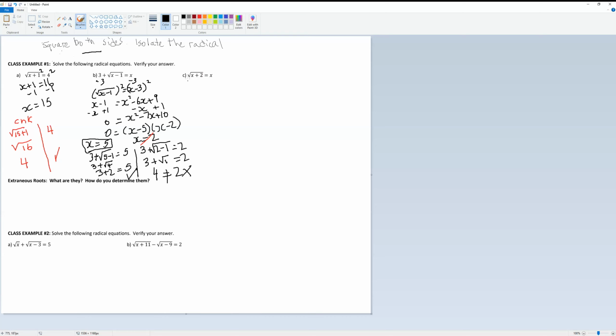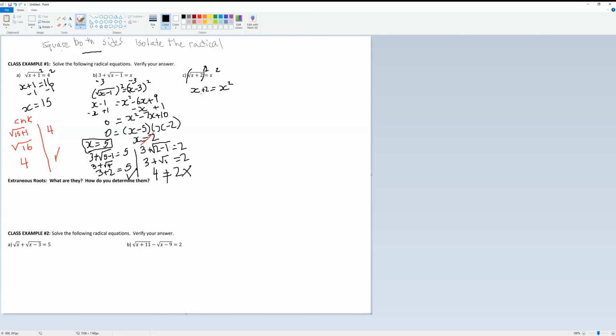Okay, let's look at this one now. The square root of x plus 2 is equal to x. Well, we've isolated our radical on the left, so let's just go ahead and square both sides. So we have x squared equaling x plus 2.